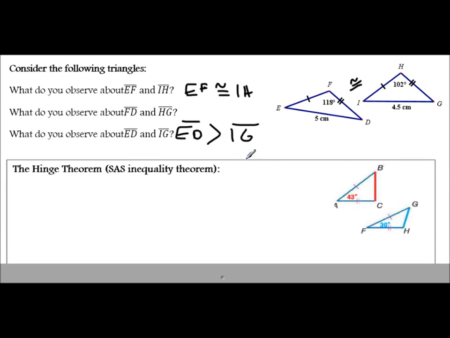Well, the reason that's important is because if you notice that this side and this side are the same as this side and this side, but the angle, this is called the included angle, it's the angle in between the two sides, the angle 118 is greater than the angle 102. The Hinge Theorem says that if you have two sides congruent in two different triangles and the included angle measure is given, then you can determine the length of the opposite side, BC and GH, by the measure of the included angle.